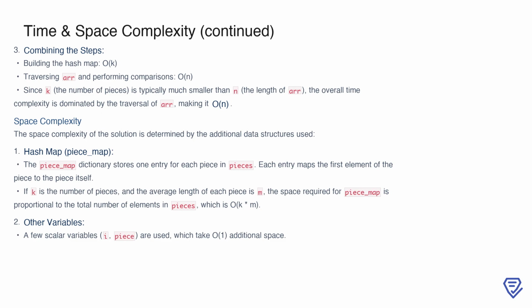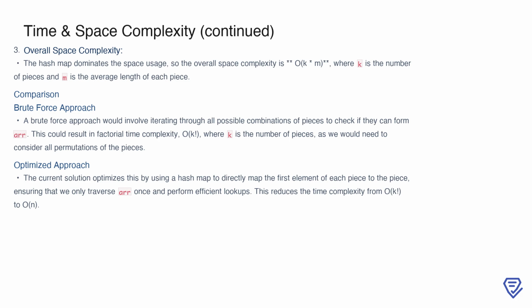Shifting to space complexity, the primary contributor is the piece_map hash map, which stores one entry for each piece. If there are k pieces and the average length of each piece is m, the space required for piece_map is proportional to the total number of elements in pieces, which is O(k*m). Other variables, like the pointer I and the temporary piece, only use constant space, O(1). Thus, the overall space complexity is primarily determined by the hash map. When we consider the overall space complexity, the hash map remains the dominant factor. With k pieces and an average length of m, the total space usage is O(k*m).